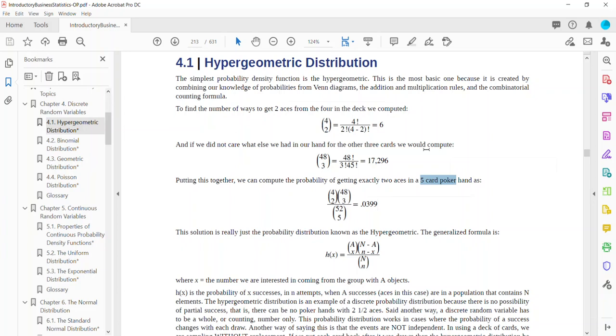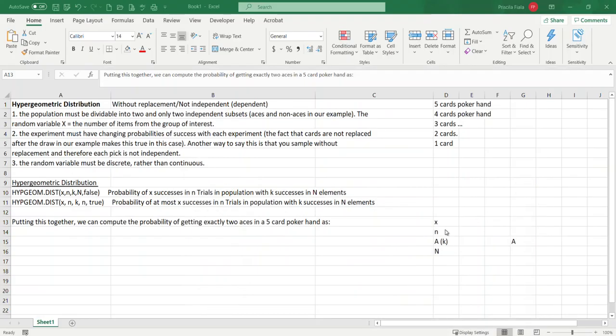And then if you had 52 and you took four cards, now you have 48, correct? And this is the total, 52 cards in a deck and 5 in your hand. So those are the values. So let's go over here.